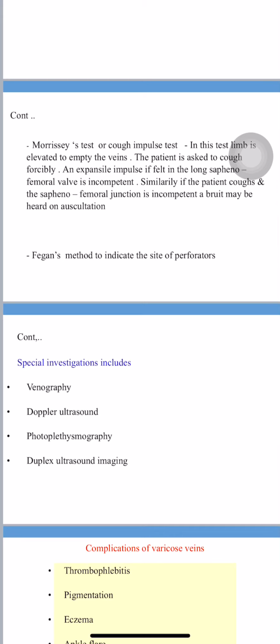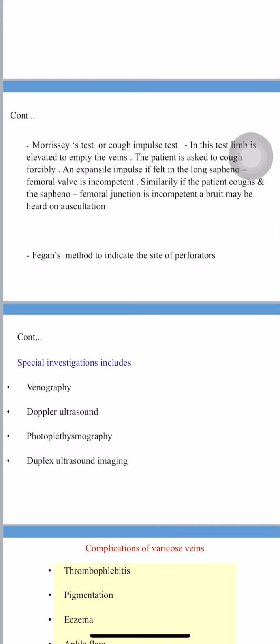Next, other special investigations include venography, Doppler ultrasound, photoplethysmography, and duplex ultrasound scanning. Ascending venography is performed by cannulating a vein in the foot and injecting a contrast medium. It is a useful investigation for suspected deep vein thrombosis, in case ultrasound is not available.